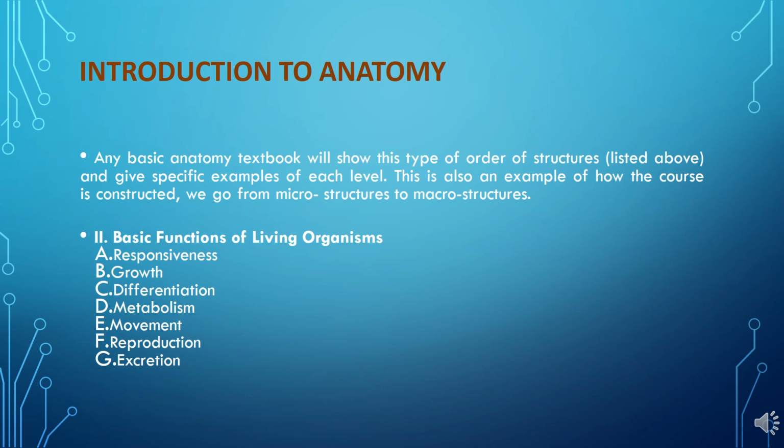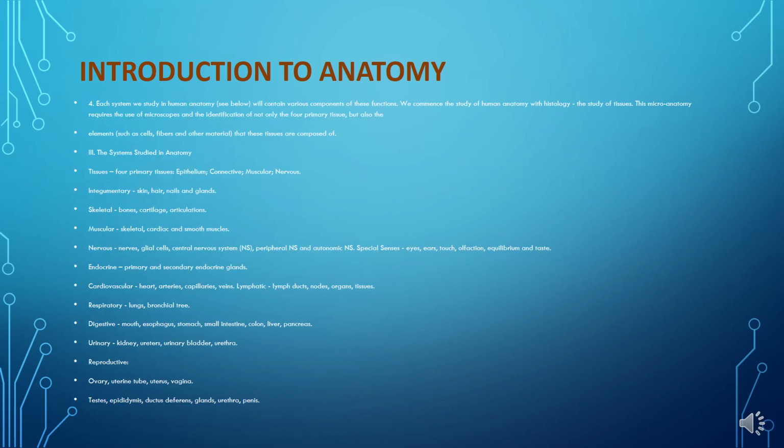Basic functions of living organisms: responsiveness, growth, differentiation, metabolism, movement, reproduction, excretion. Each system we study in human anatomy, see below, will contain various components of these functions. We commence the study of human anatomy with histology, the study of tissues. This microanatomy requires the use of microscopes and the identification of not only the four primary tissues, but also the elements such as cells, fibers, and other material that these tissues are composed of.